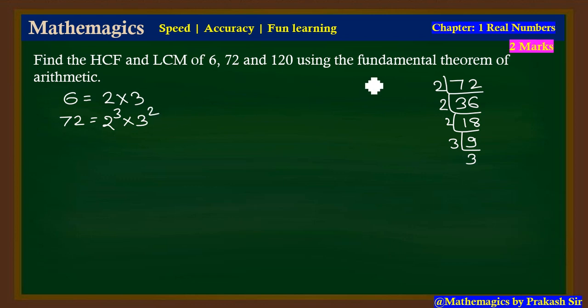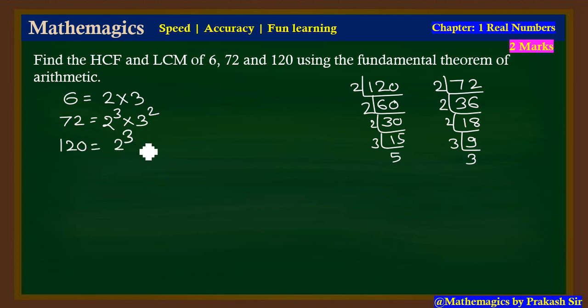And the last one is 120. Let me factorize. 2 will go, 60 is coming. 2 will go, 30 is coming. 2 will go, 15 is coming. Afterward 3 will go, 5 is coming. So, according to the question, 120 is 2 to the power 3 multiply 3 multiply 5.